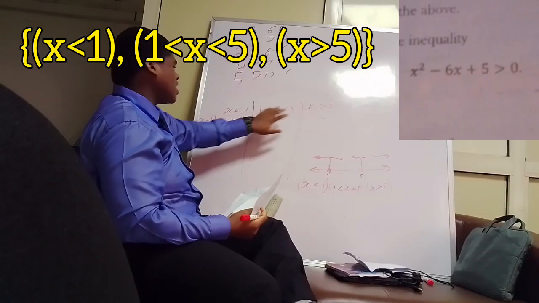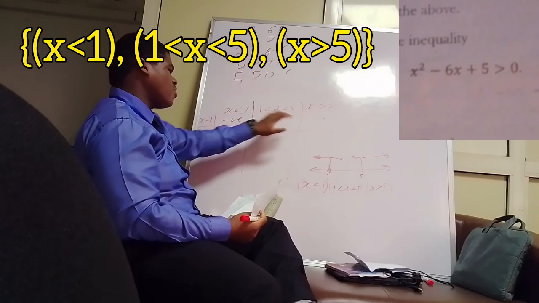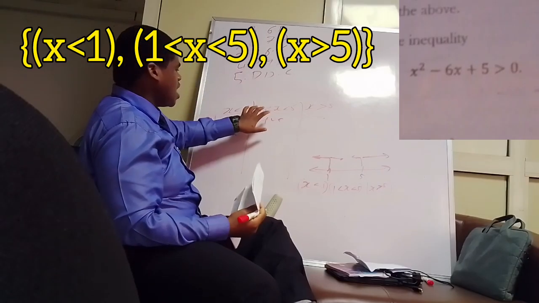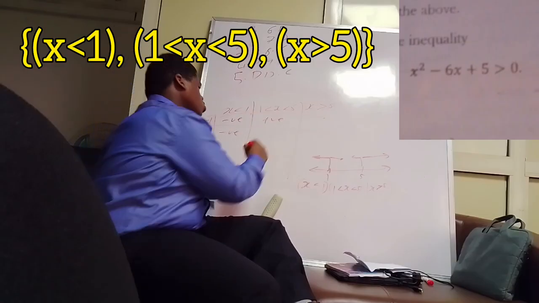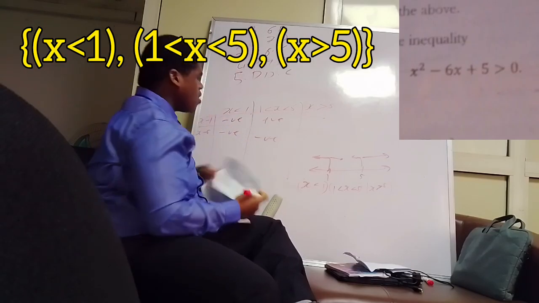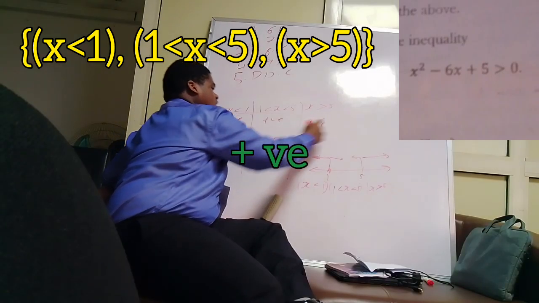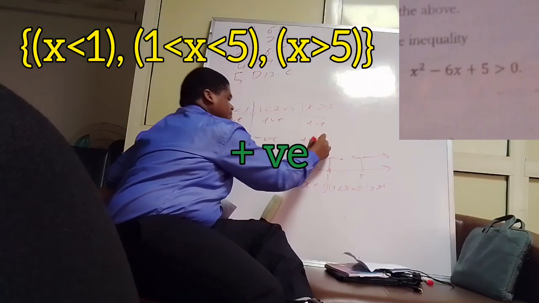When x is between 1 and 5, x minus 1 will be a positive number between 0 and 4. So it's going to be positive. When x is between 1 and 5, x minus 5 will be between minus 4 and 0. So it's going to be negative. When x is greater than 5, x minus 1 will be greater than 4. So this is going to be positive. And when x is greater than 5, x minus 5 will be greater than 0, which is positive.